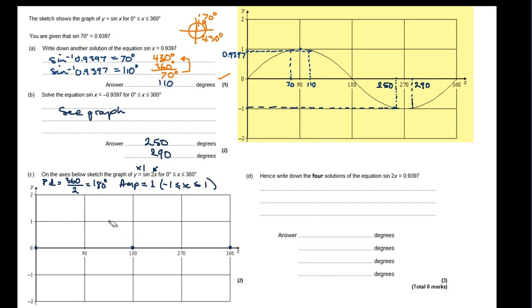So that sorts out the amplitude. It's not going to go up to 2. It's only going to go halfway up this range that they've given us. Now, all we need to do is sketch our graph. If we start with 0, the sine of 2 times 0 is the same as the sine of 0. So sine of 0 is 0, and that's where we start our graph, at the origin.